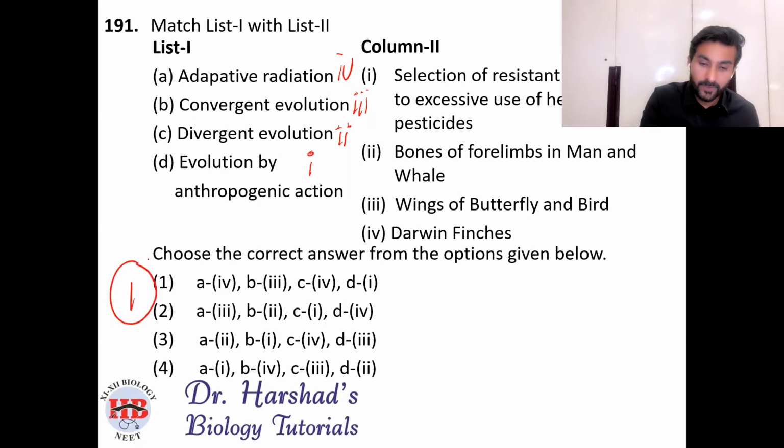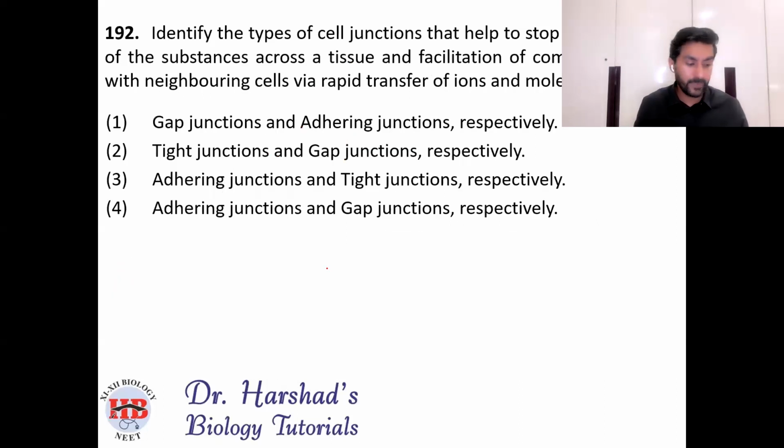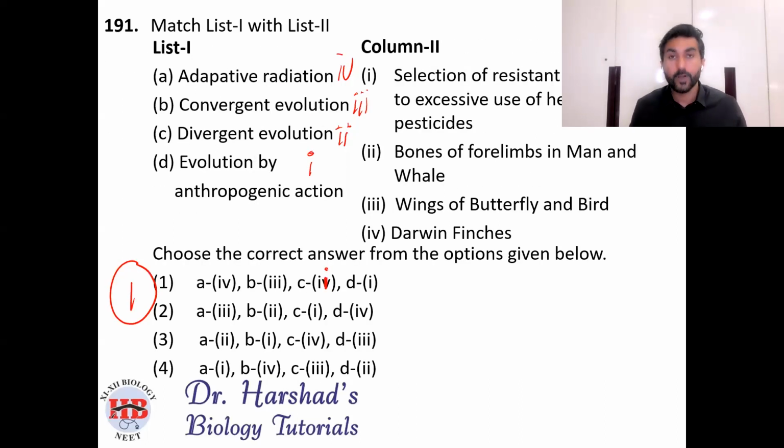Answer in this case would be option number 1. Of course, there is a typing error here. This should be 2 rather. So option number 1 would be the correct answer in this case, despite the error. A would match with 4, B will match with 3, C will match with 2, and D will match with 1. So option number 1 would be the correct answer.